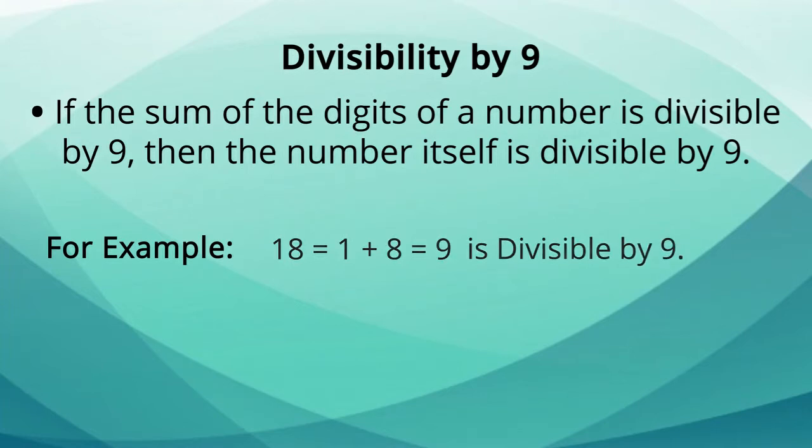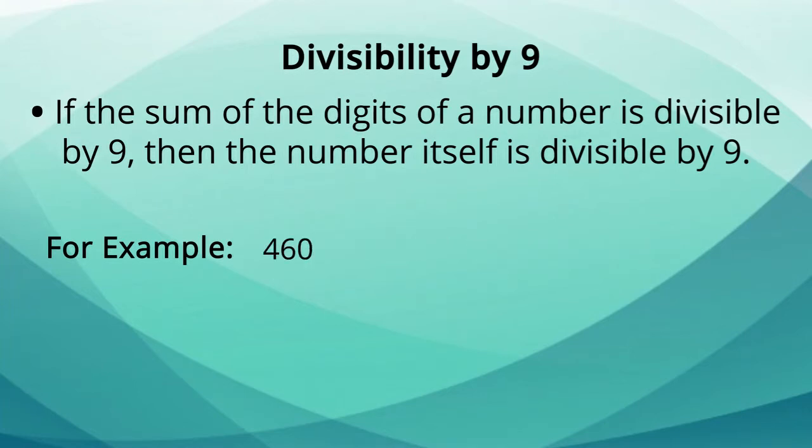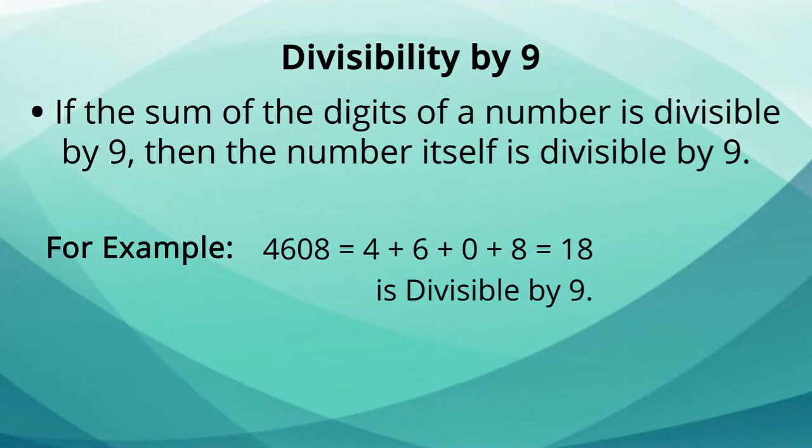Let us take one more example, 4608. Now, let us find the sum of the digits 4 plus 6 plus 0 plus 8. It is equal to 18. Now, we can say that 18 is divisible by 9. Hence, 4608 is divisible by 9.